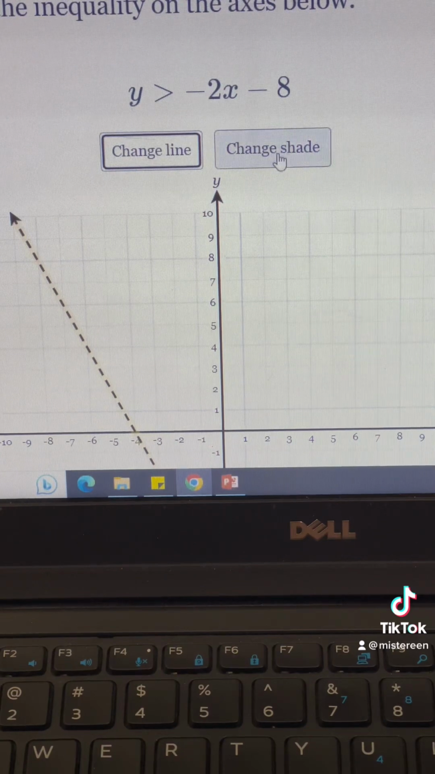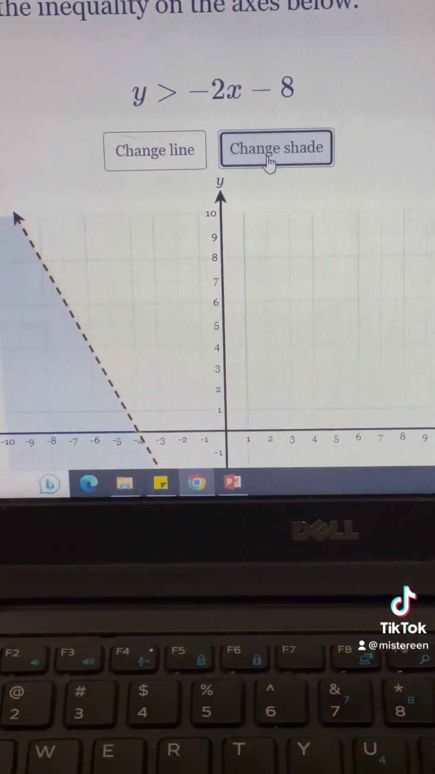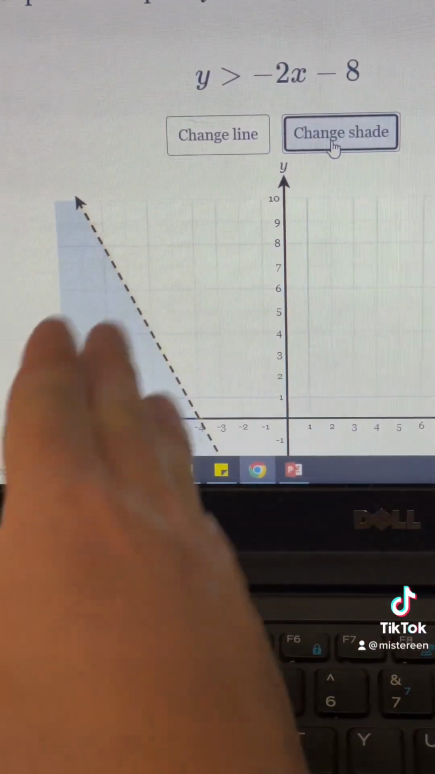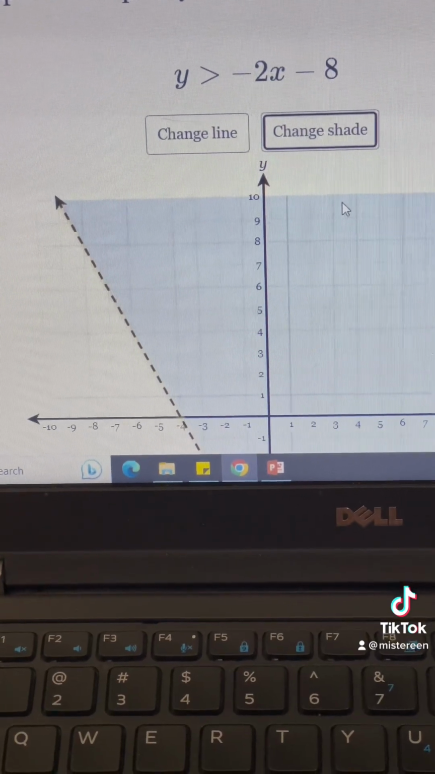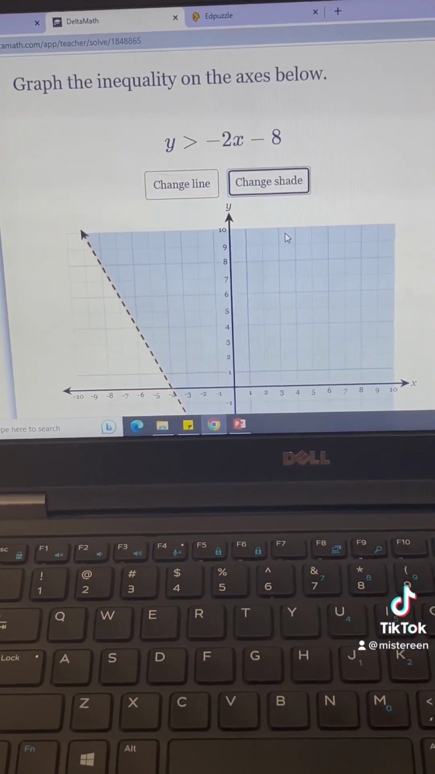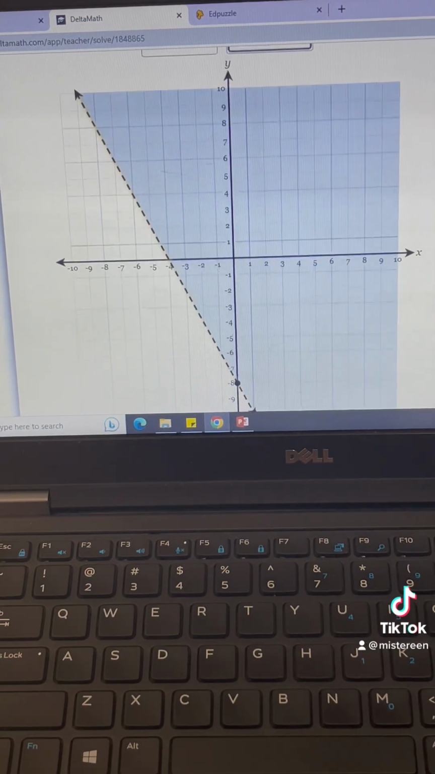Now another is the shading. Again, we have the guide. This symbol is a greater than, so our shading must be above the line. This shading is below the line, and this shading here is above the line. Just click this to change the shading. Because it's a greater than, we shade above the line. That will be the graph of our inequality.